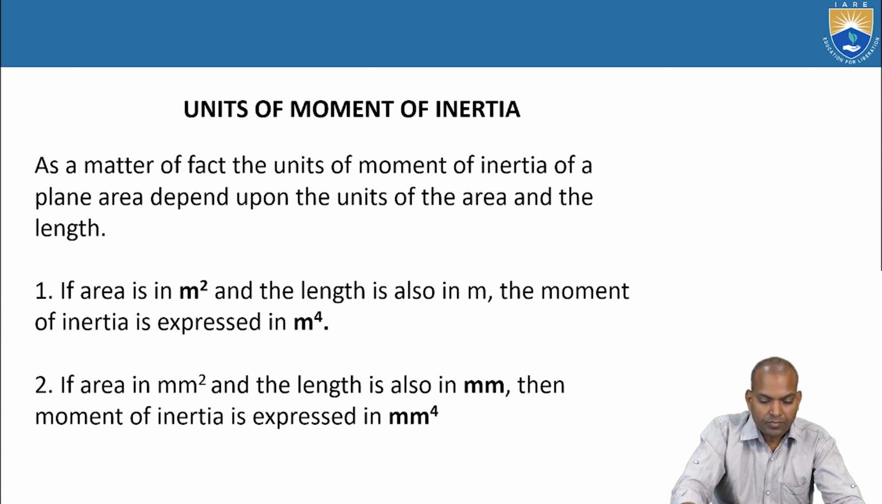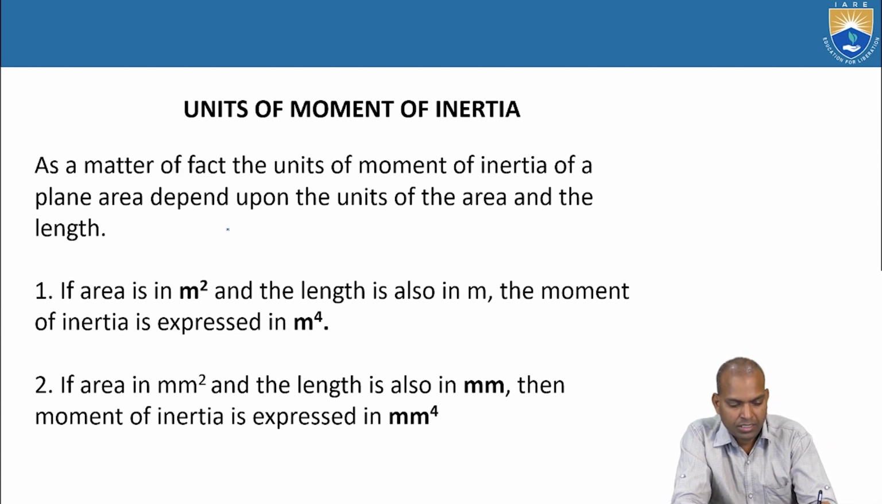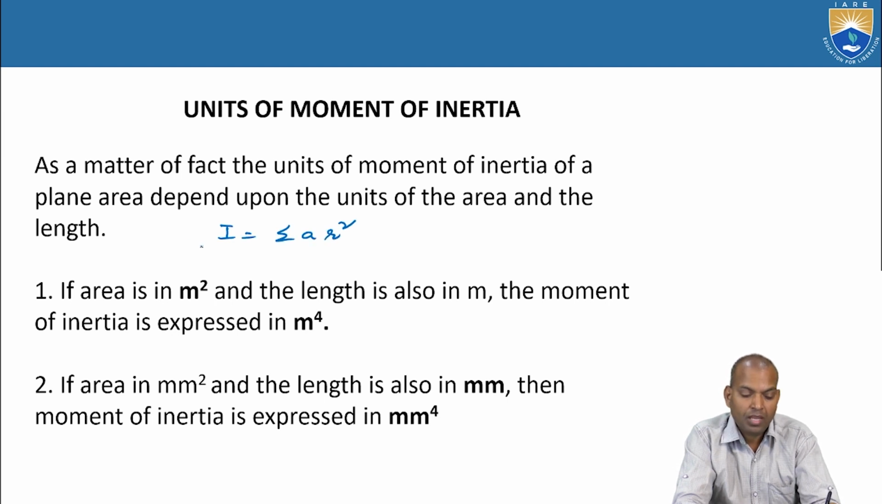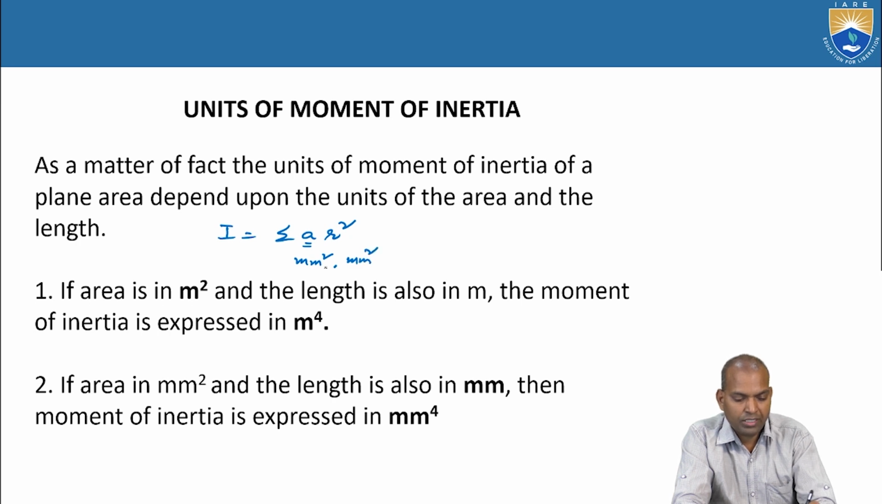Now, the units of this moment of area. As we have studied, I equals sigma A R square. What is the unit of the area? That is square millimeter. R is in millimeter, and it is squared, so millimeter square. The unit of this area moment of inertia is mm power 4.